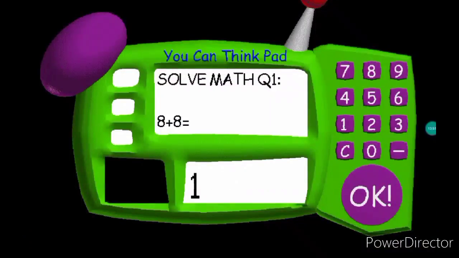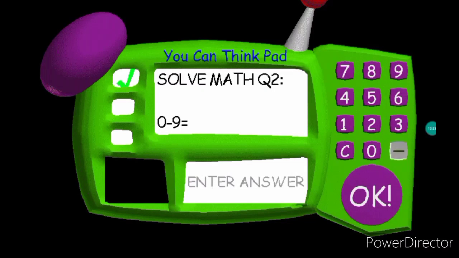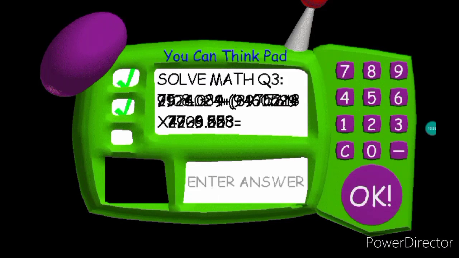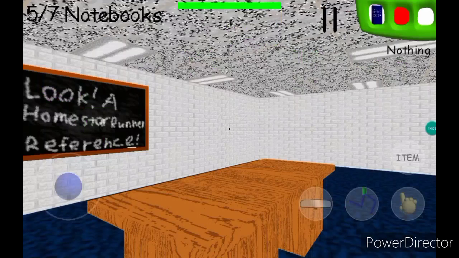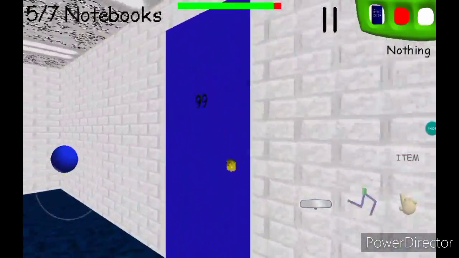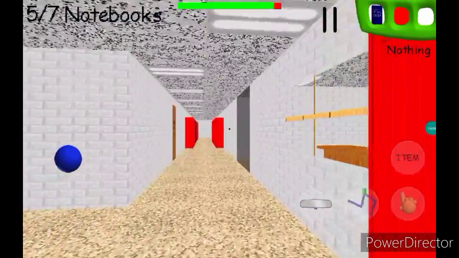8 plus 8 is 16. 0 minus 9 is negative 9. Wait, no. Yeah, negative 9. And then 5th. No, that's 5. 5, 5, 5, 5, 5. This is so frightening. Help!